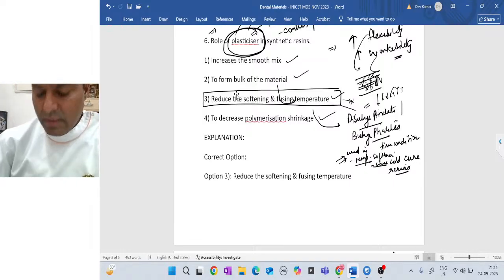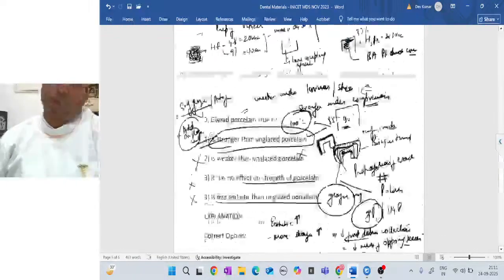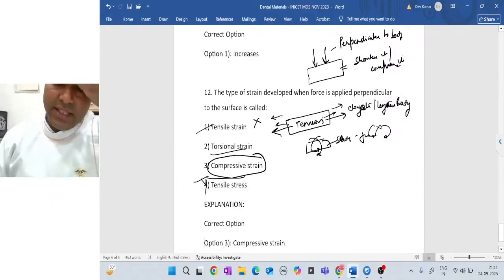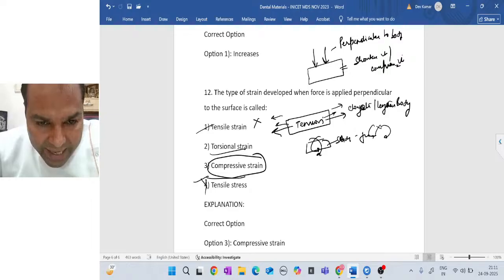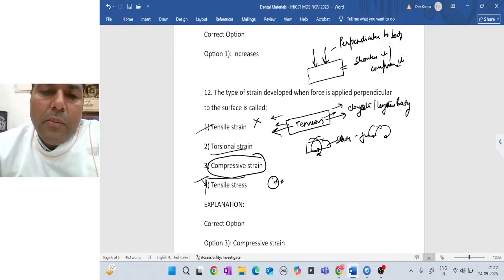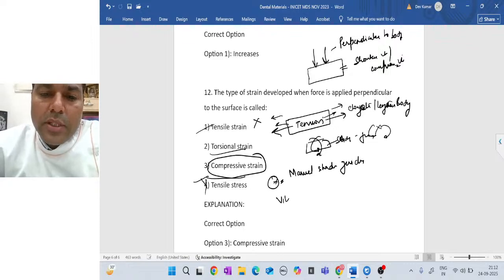Okay, there is another important question for the INICET. Because we still have 5-10 minutes, I will add one or more questions to test your knowledge. We talk about the manual shade guides, for example the Vita Classic and the Vita 3D Master.